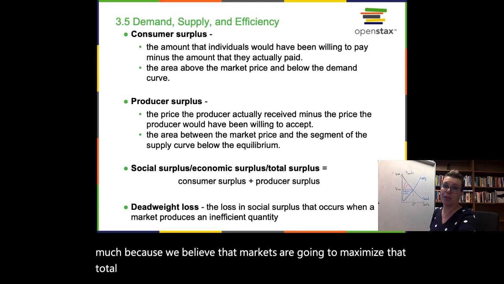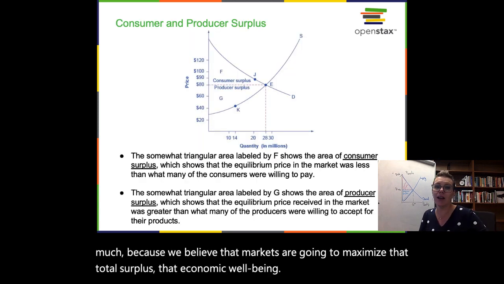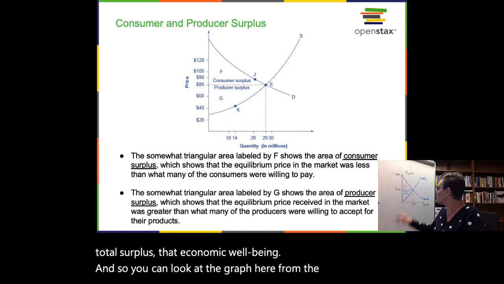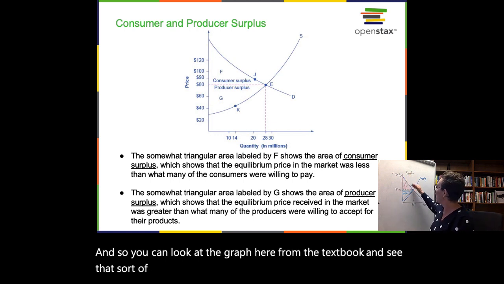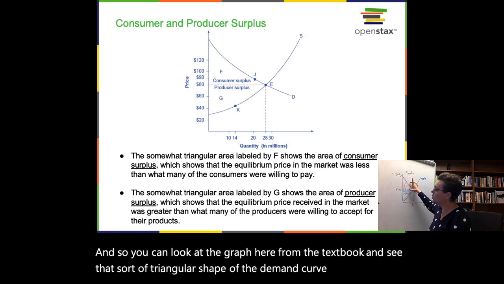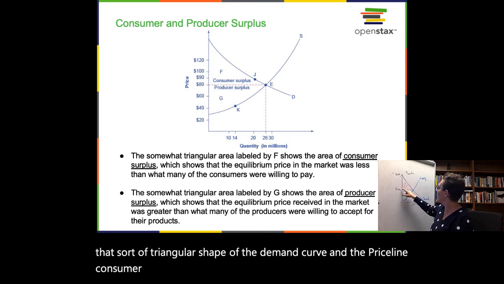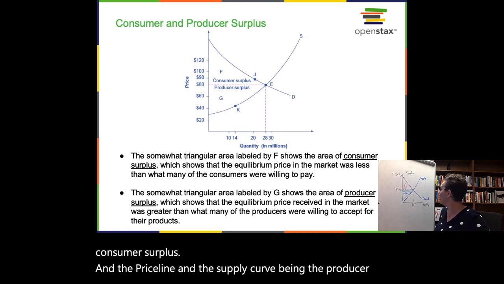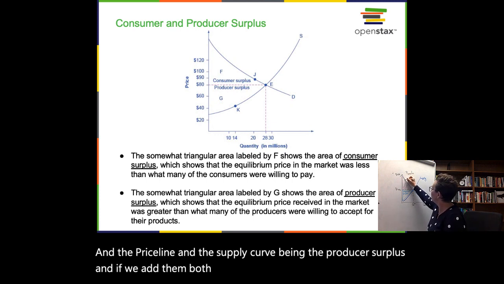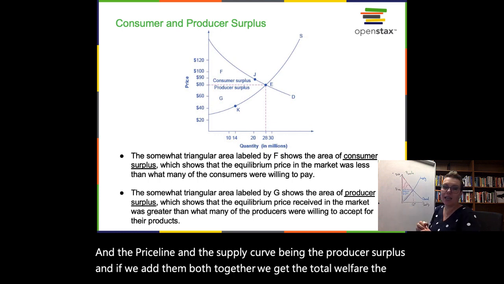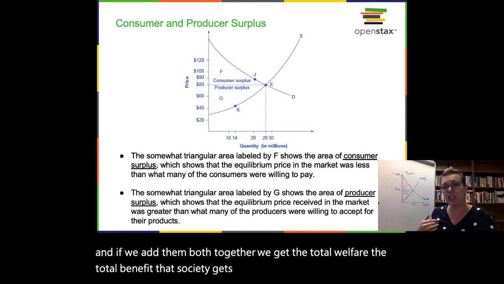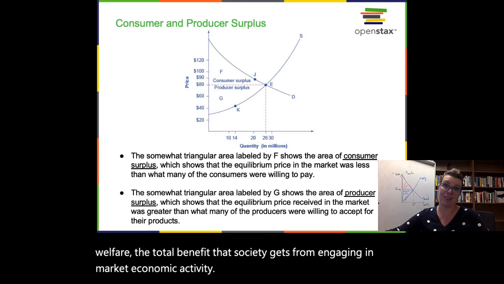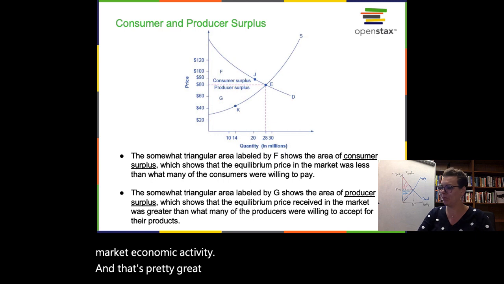that economic well-being. And so you can look at the graph here from the textbook and see that triangular shape of the demand curve and the price line, consumer surplus, and the price line and the supply curve being the producer surplus. And if we add them both together, we get the total welfare, the total benefit that society gets from engaging in market economic activity. And that's pretty great, right? I think so. Economists think so.